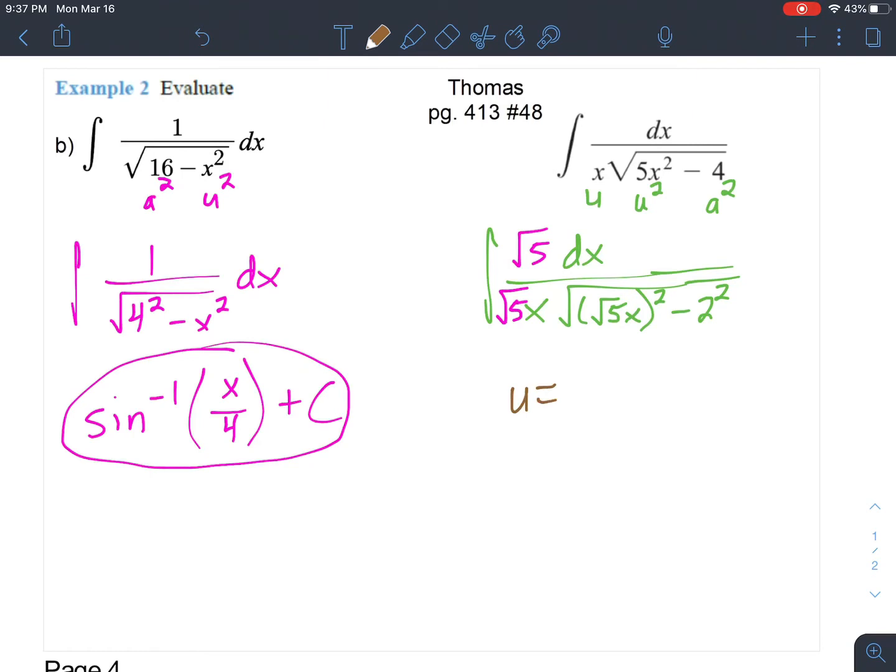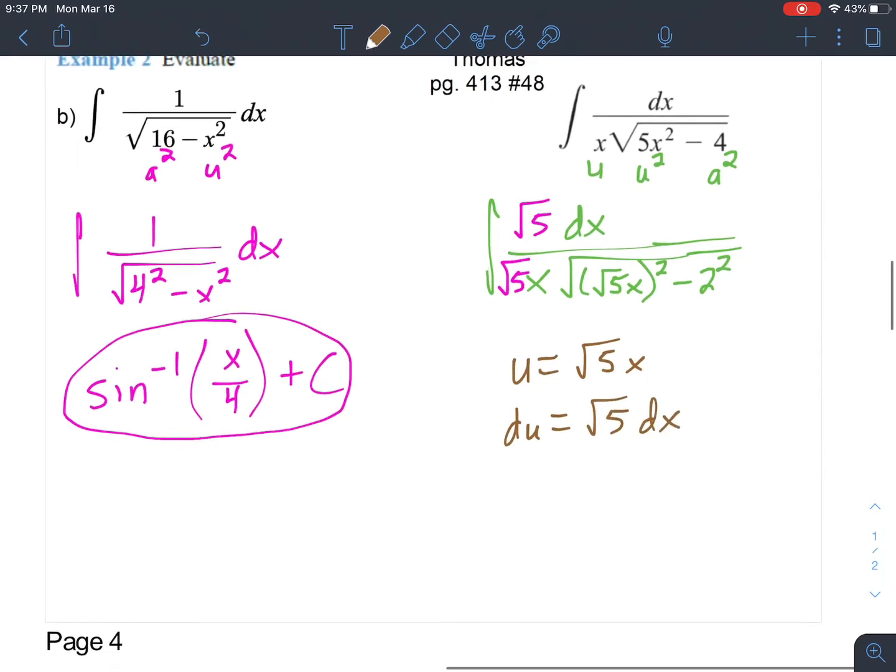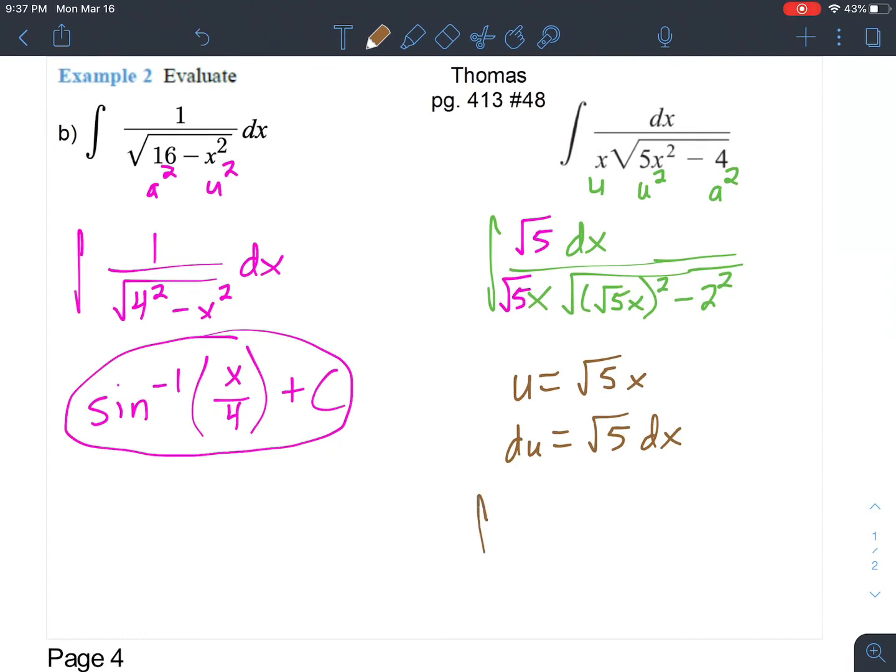I'm going to do u substitution now. I'm going to let u be equal to the square root of 5 times x. So therefore du will be the square root of 5 dx. Now we're going to make a substitution. So du is going to go on top. On the bottom then, we are going to get u times the square root of u squared minus 2 squared. And now this matches our equation for arcsecant perfectly, so we can just go ahead and write in our answer now.